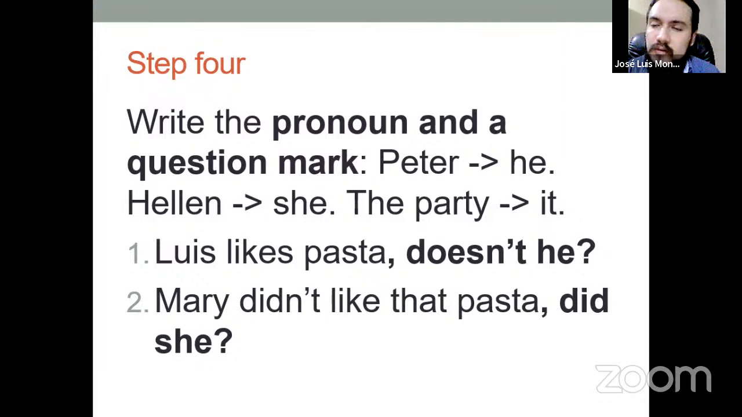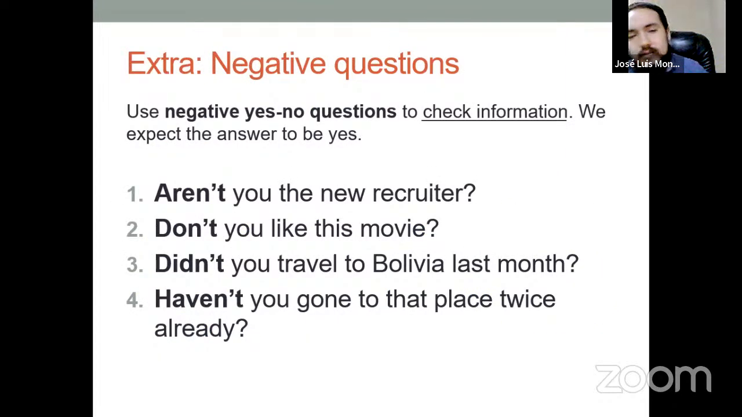Now I'm going to go to the last part. That is just one slide if I'm not wrong. Yes, that's this one. Negative questions are also used to check for information, in most of the cases. That's why they are together, because the purpose they have is pretty similar.